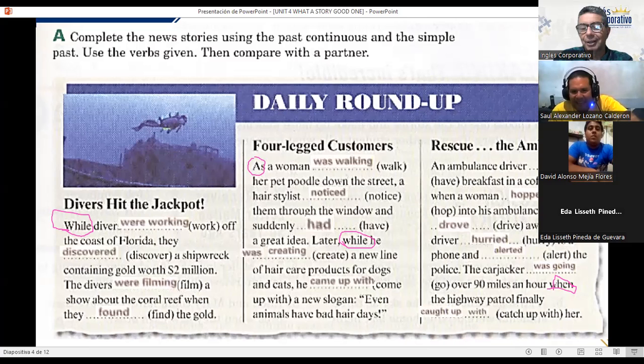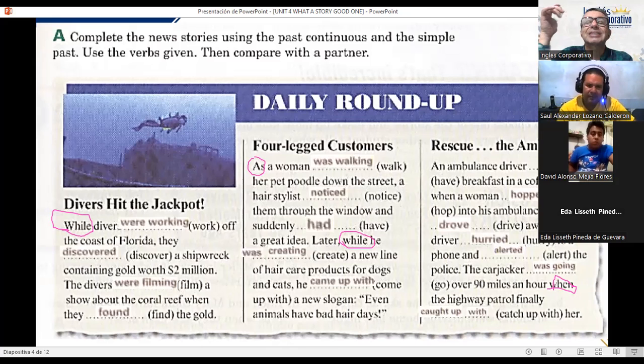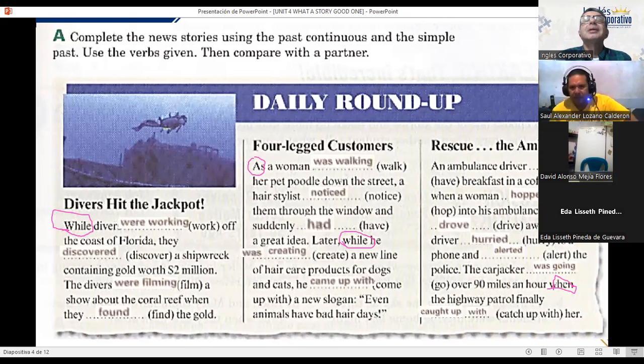Past continuous versus simple past: the simple past is used when an ongoing action is interrupted by another action. Okay. So for example, I can say, I was drinking water when I started coughing. So that's going to say, while I was drinking water, comma, I started coughing. So my drinking water was interrupted by my cough. Do you get the idea?